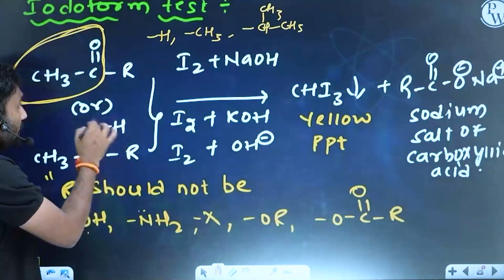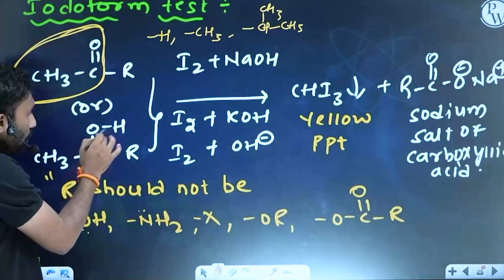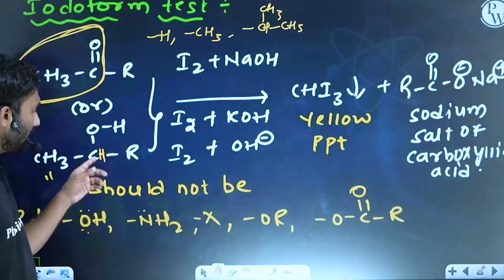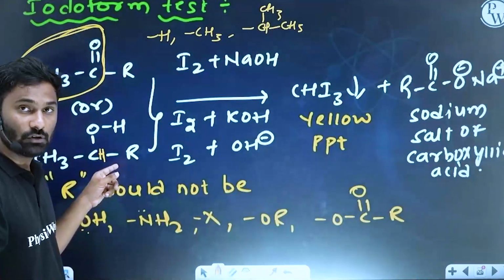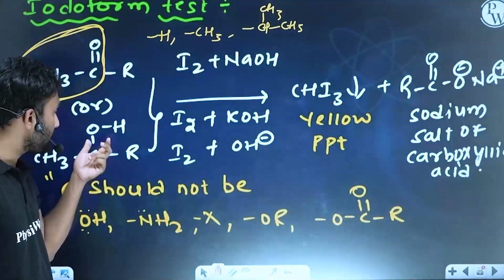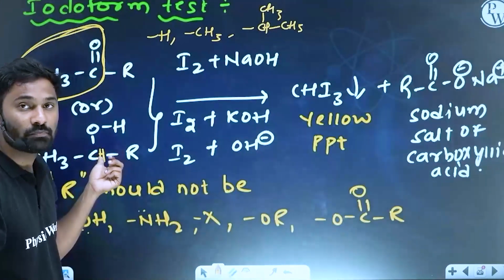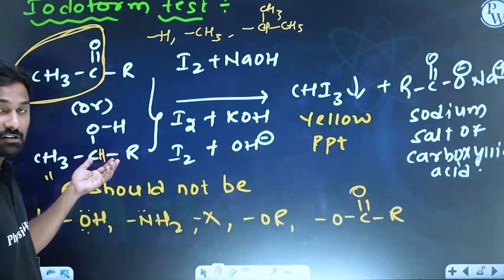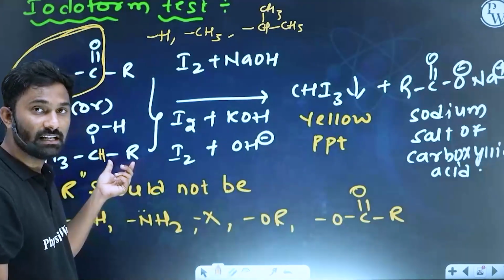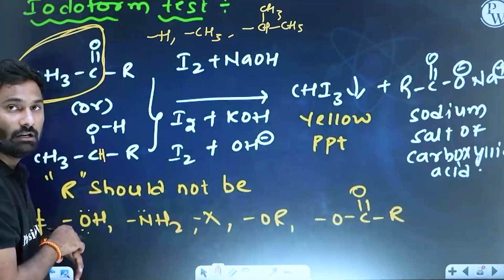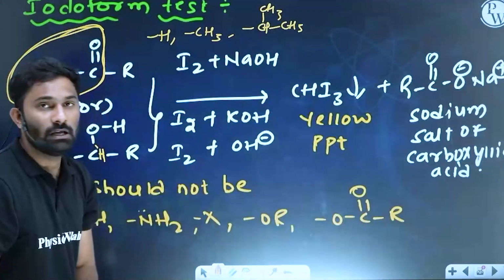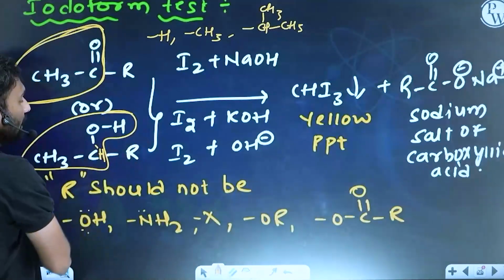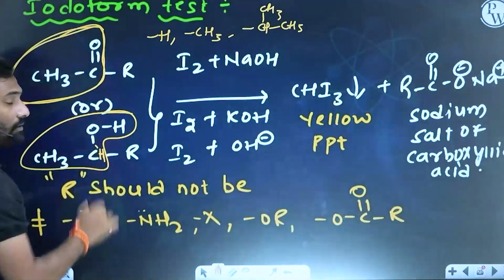Now to give the iodoform test, if there is an OH in place of CH3, then it must have an acidic hydrogen. Now, by Collins reagent or PCC, in the oxidation reaction with the oxidation reagent, it will be converted into a ketone. Again this reaction will proceed. These groups are very, very important to give the iodoform test.